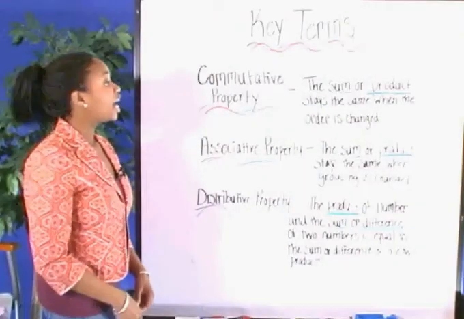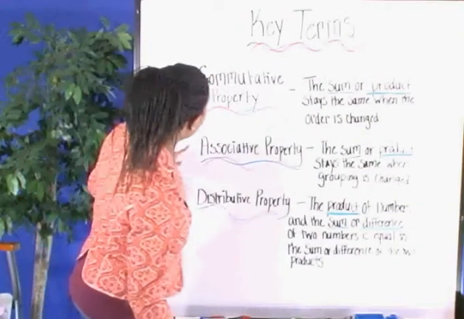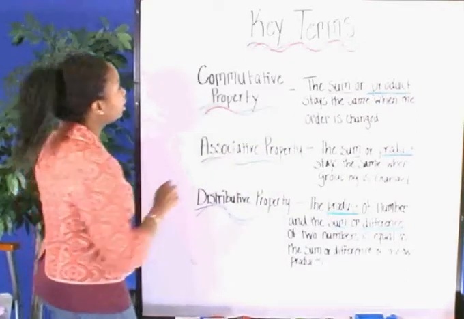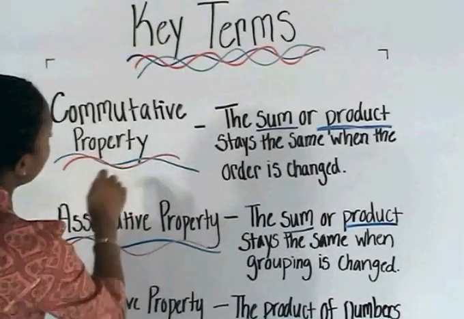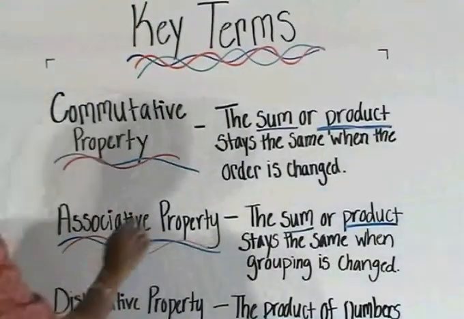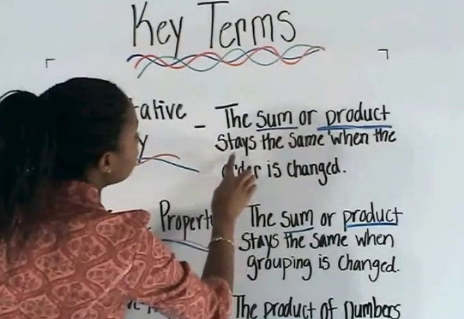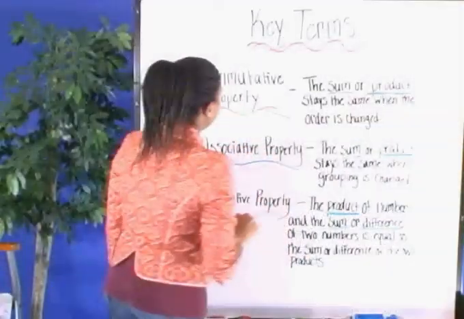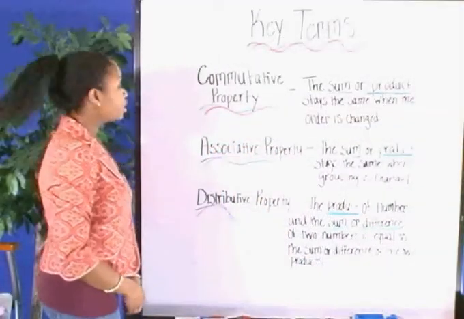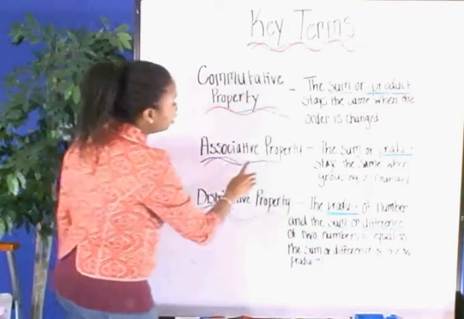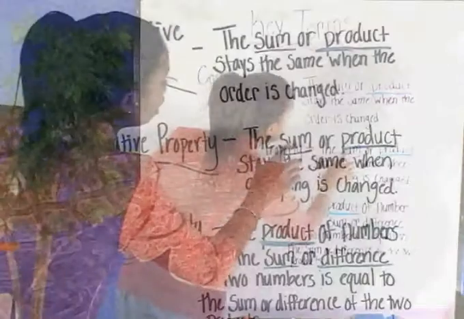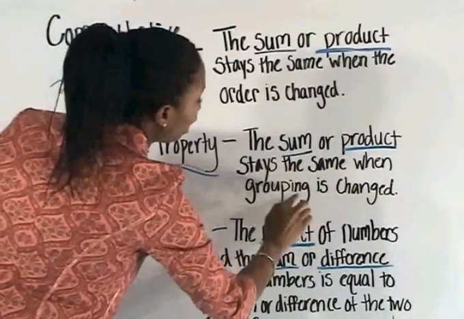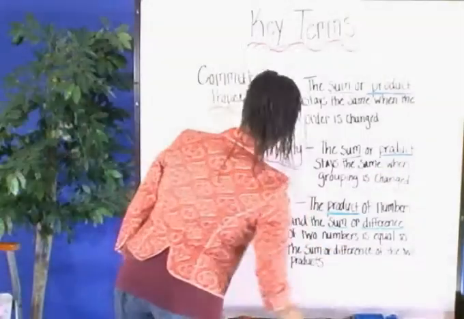Now we're going to define the three properties often used in algebra. The first property is the commutative property. The commutative property is the sum or product stays the same when the order is changed. Next, we're going to talk about the associative property. The associative property tells us that the sum or product stays the same when the grouping is changed.